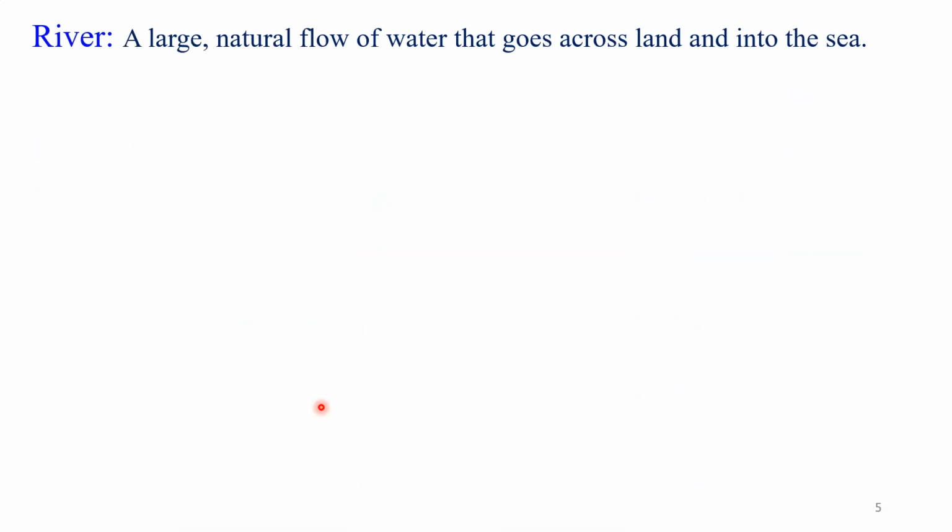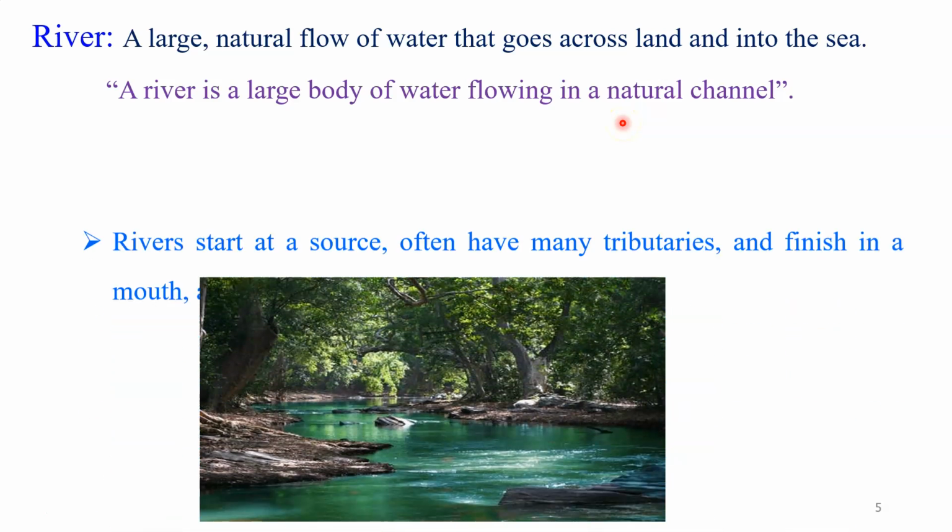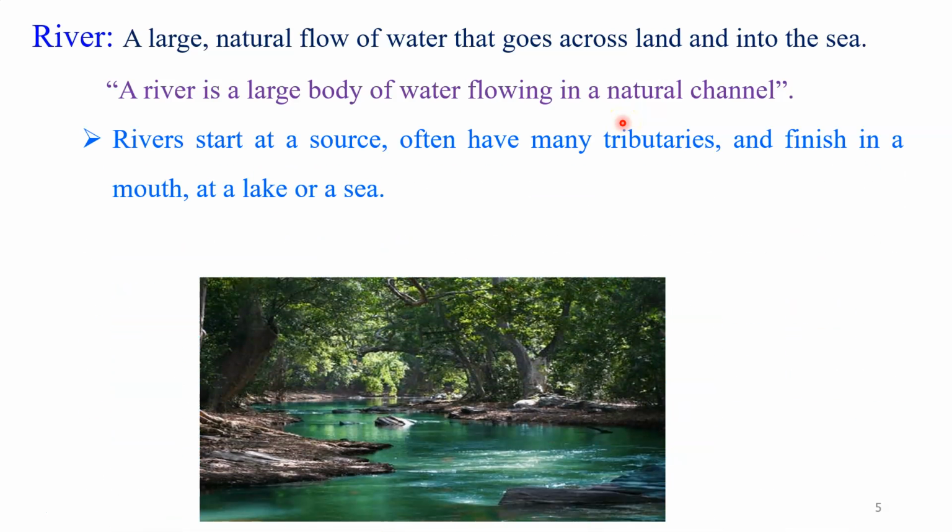Let's discuss what we mean by a river. A very simple definition of a river is a large natural flow of water that goes across the land and into the sea. Another definition is that a river is a large body of water flowing in a natural channel. Dear students, rivers start at a source, often have many tributaries, and finish in a mouth at a lake or a sea.